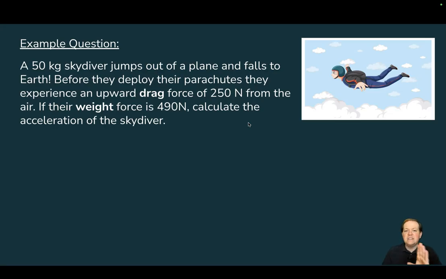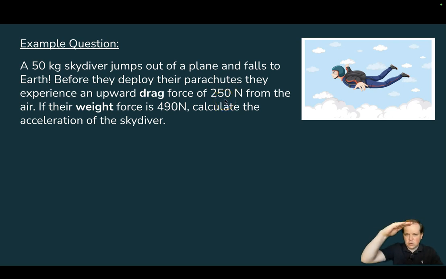I'm going to end with an example question. This is my last slide. I recommend you hit pause and try it on your own. You can do it by yourself, but I'll of course go over it as well. Here's what it says. A 50-kilogram skydiver jumps out of a plane and falls to Earth. Here's a picture. Before they deploy their parachutes, they experience an upward drag force of 250 newtons.